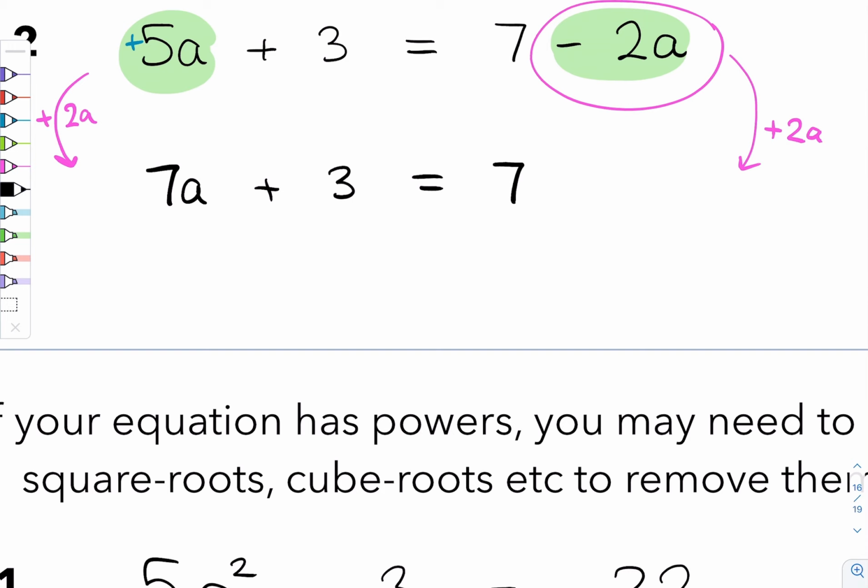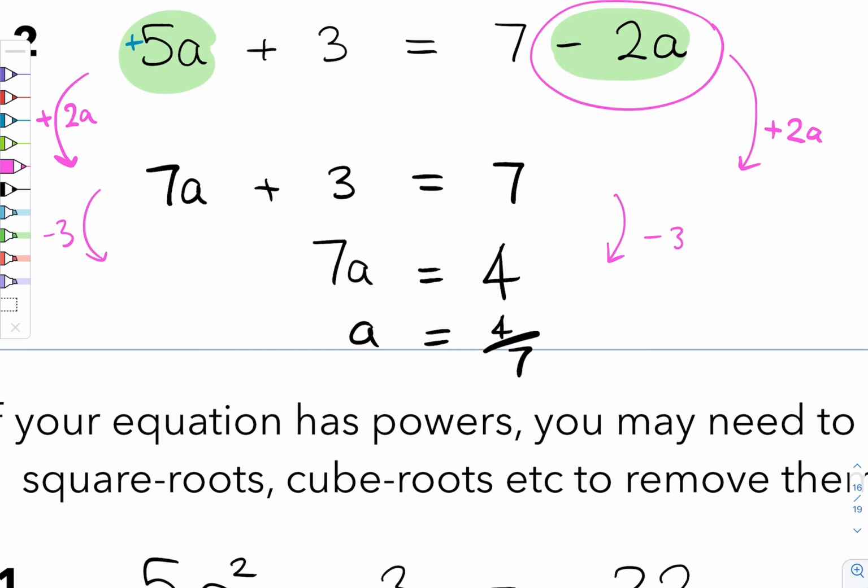Now we use the reverse BODMAS sequence as usual, so I need to remove the 3. I'll try to be neat this time. I'm going to subtract 3 from both sides. That leaves me with just 7 apples left behind because that plus 3 has been cancelled. My 7 take away 3 should give me 4 left over. Divide both sides by 7, I should get 4 over 7 as my final result. And here's a little curly arrow. Divide by 7. And we're done.